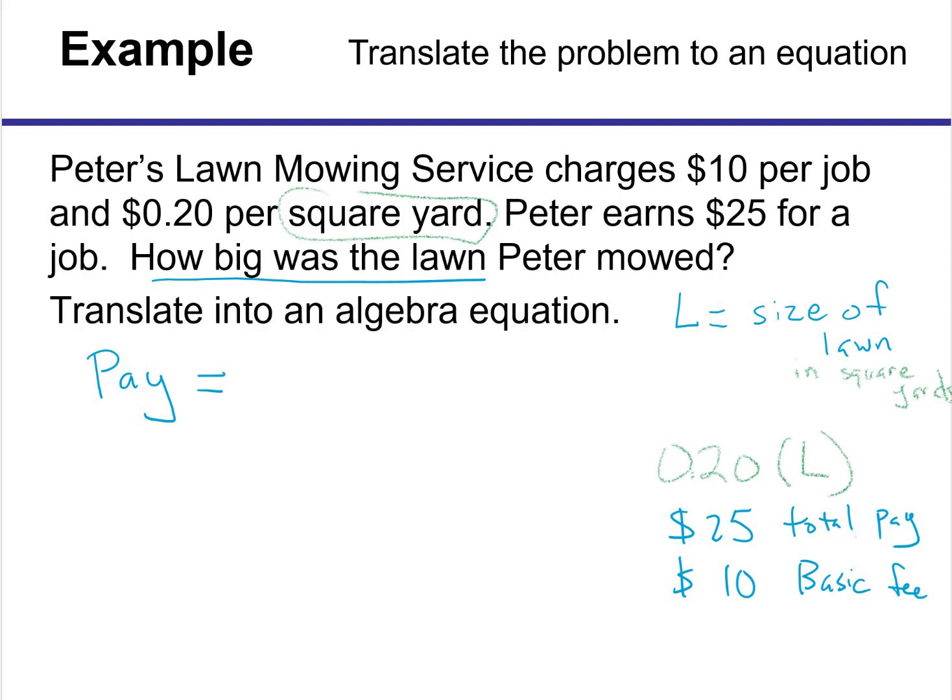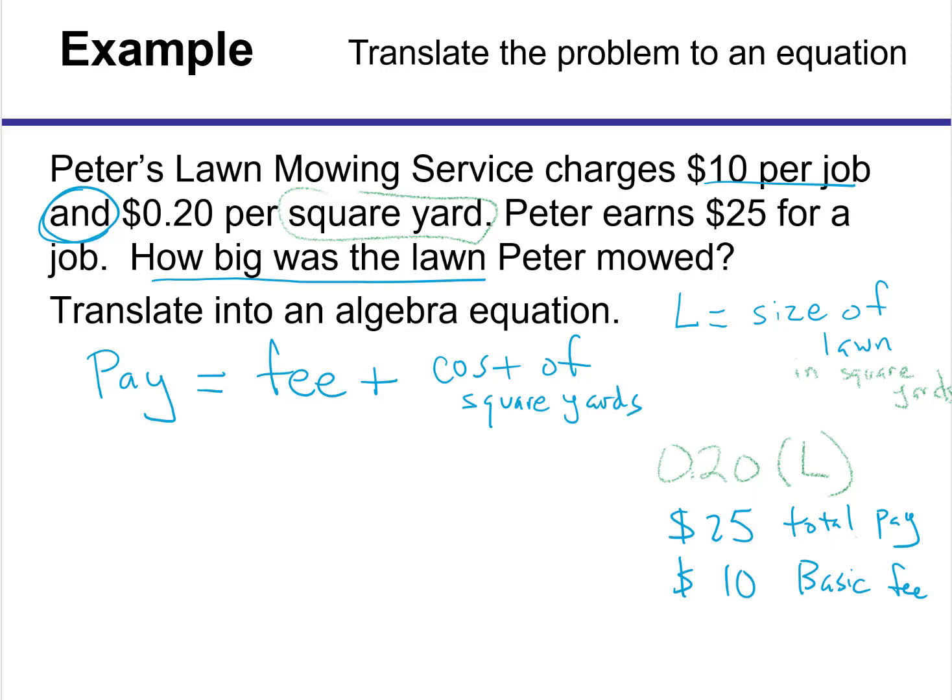Now how does Peter come up with the pay? Well, he has 2 parts to it. There's a fee, and now sometimes in math, "and" is plus. And in this case, there is the fee and the cost of the square yards. So we do have to add something. Cost of square yards.